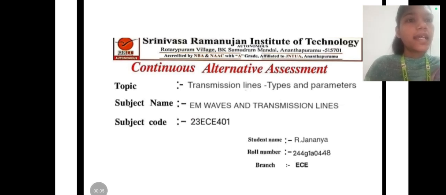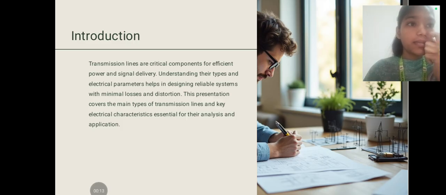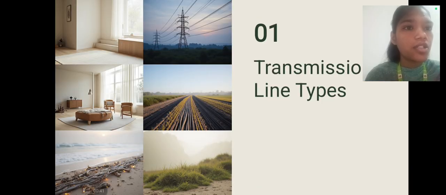Today's topic is transmission lines: types and parameters. Introduction to transmission lines. Transmission lines are critical components for efficient power and signal delivery. Understanding their types and electrical parameters helps in designing reliable systems with minimal losses and distortion. This presentation covers the main types of transmission lines and key electrical characteristics essential for their analysis and applications.